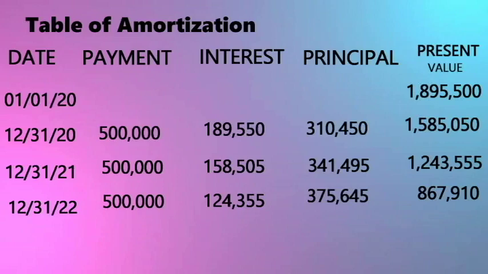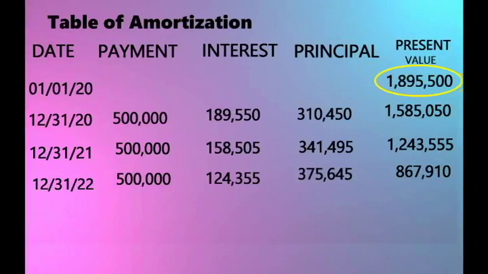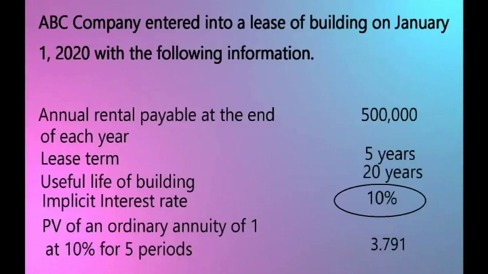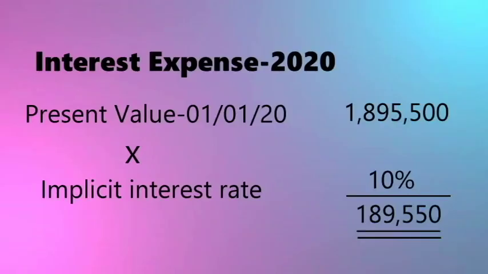At saka yung subsequent date kung kailan nagbabayad yung lessee. So sinabi sa problem na at the end of each year, which is December 31. Tapos yung payment naman, dito nakalagay yung annual payment ng lessee. So para ma-compute yung interest, ita-times natin yung present value noong January 1, 2020 doon sa implicit interest rate na 10%. So sa case na to, 1,895,500 times 10% is equal to 189,550.